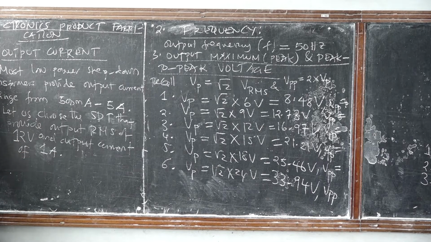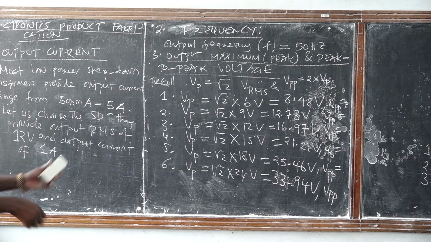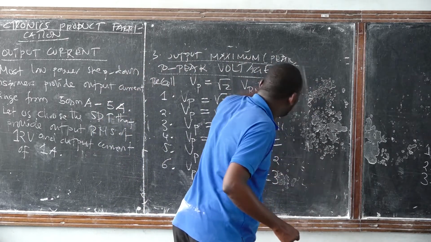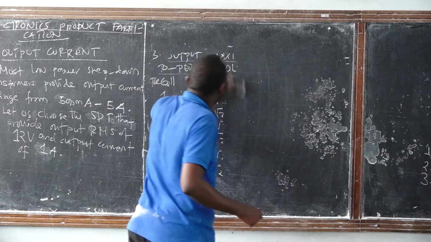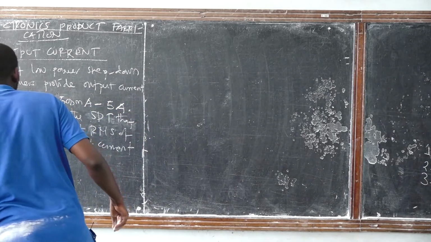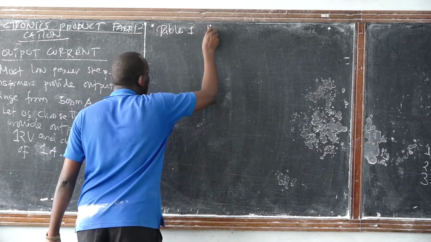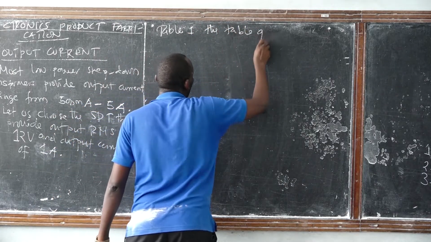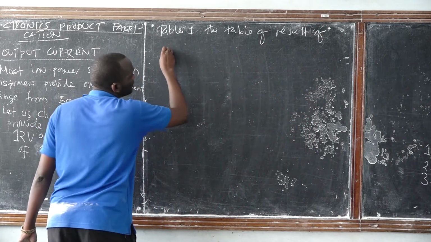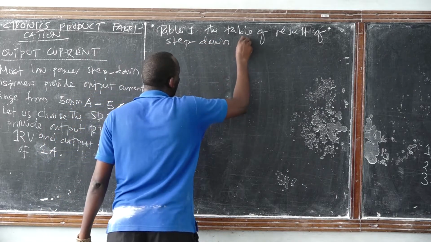So for that case, now we can have our table of results, our theoretical table of results, and then you can have the graph. So this is table 1, the table of results of the step-down transformer.